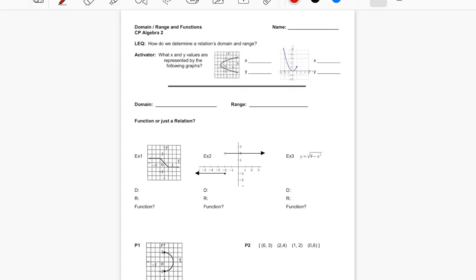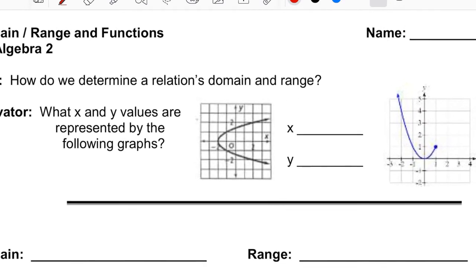We're going to think about how to find a relation's domain and range. And let me remind you that that is really just a matter of thinking about the x and the y values. Let me encourage you to think about what x or y values you think are represented by each of these graphs. Try this as a little bit of an activator, as a warm-up, and then we'll follow up on it.